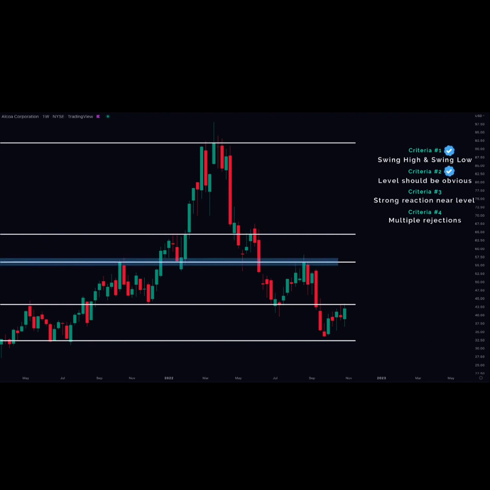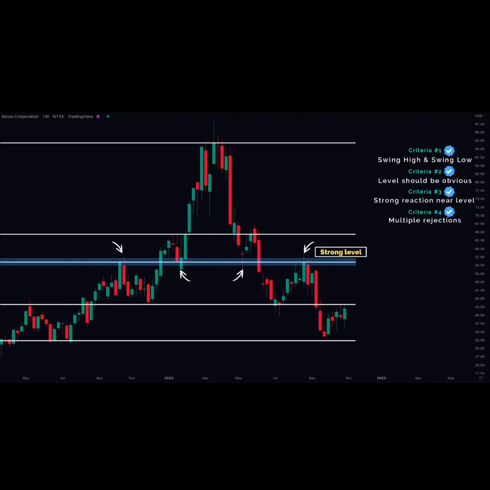This level is pretty obvious and we notice 2 quick reactions. The first one to the upside and the second one to the downside. The fourth condition is also met. We can count 4 reactions, making this level a strong one.